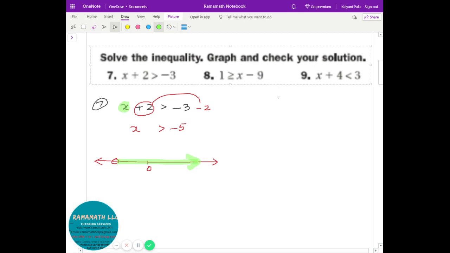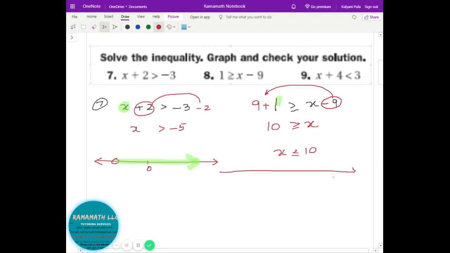So look at the screen quickly. So you got 1 greater than or equal to x minus 9, right? Now you need to choose which side you want to keep the variables. I want to keep the variables on this side because x is already here, and then send the numbers to the other side. So it's a minus 9. If I send it to the other side, what happens? Positive 9. So plus 9. So that's going to be 10 greater than or equal to x. Or if I flip it this way, x is less than or equal to 10. Okay?